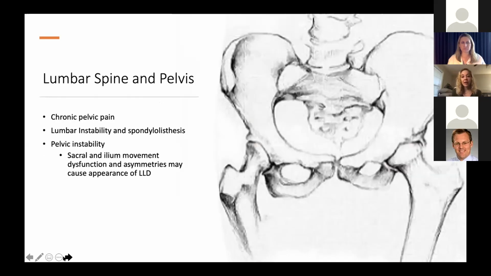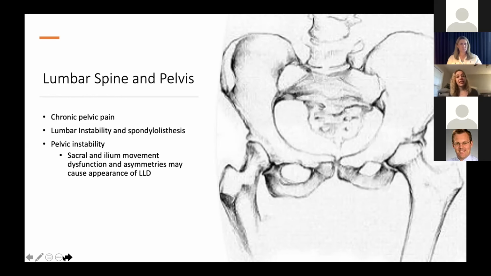So lumbar spine and pelvis. Chronic pelvic pain is common. We see lumbar instabilities, we'll see spondylolisthesis, we'll see any other spondylopathies where the joints and the vertebrae in the lumbar spine are sort of shifting and slipping around because they, again, don't have that good muscular support. And those muscles, again, get fatigued really easily and have trouble controlling those hypermobile joints.